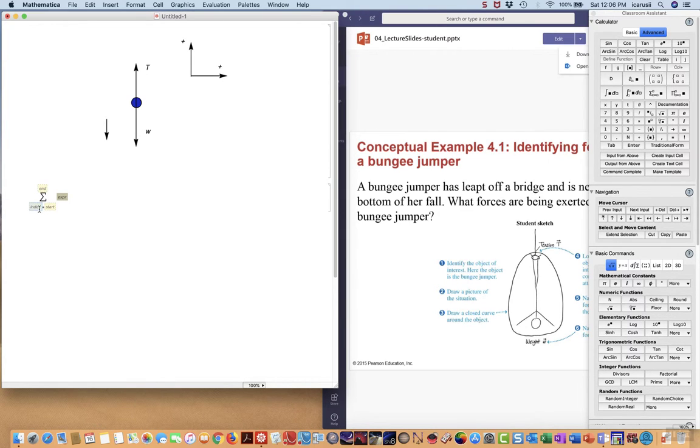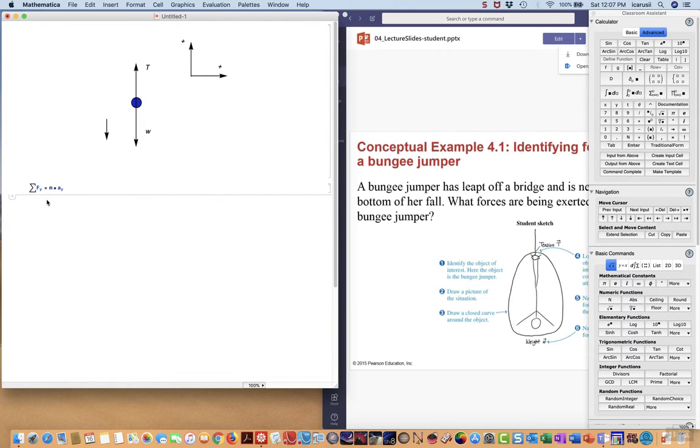Sigma, and I'm not going to use the indices. I don't need those. So I'm going to get rid of them. And the top there too. And I'm going to say Fy, because the bungee jumper is moving in the y direction, is equal to mass of the bungee jumper times A sub y. Why A sub y? Because you may have to deal with components later on. So I'm just trying to clarify things as much as I can. So there is the sum of the forces equal to m a_y.